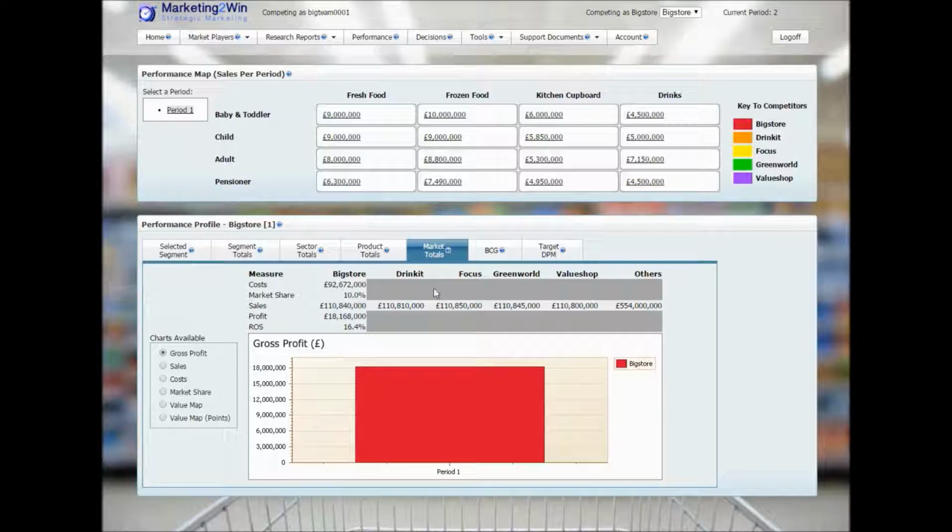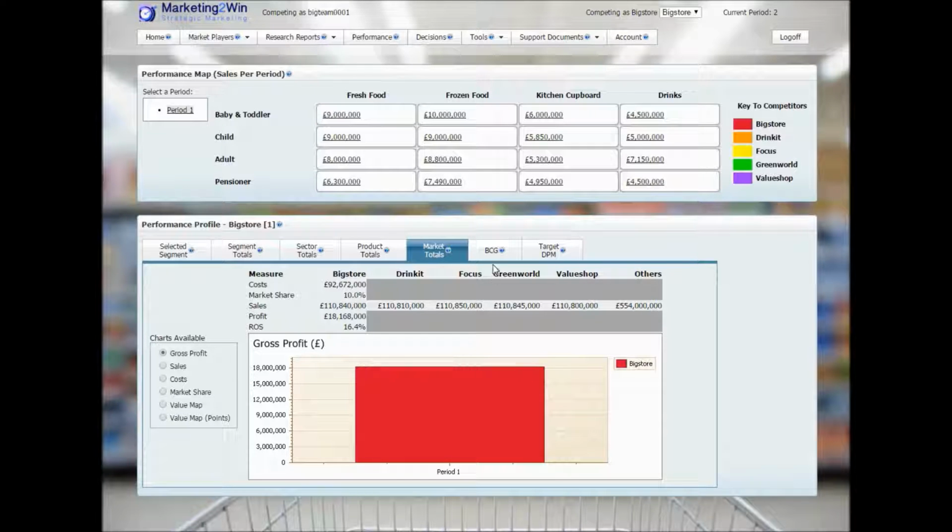This market total screen, by the way, is important because when you log back in after we've closed a decision round, this will be one of the first screens that you want to look at. You just click on the performance button to get here, and this will tell you immediately how strong your profits are compared to the competition, and therefore whether you're winning the game or not. There's also a couple of value maps down here as well, and they also give you a useful view of your performance in terms of value.